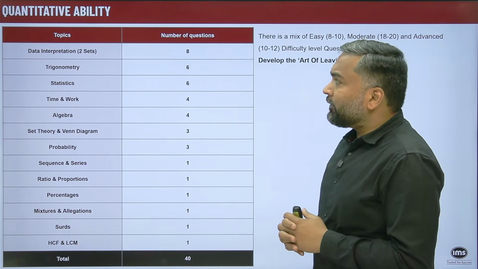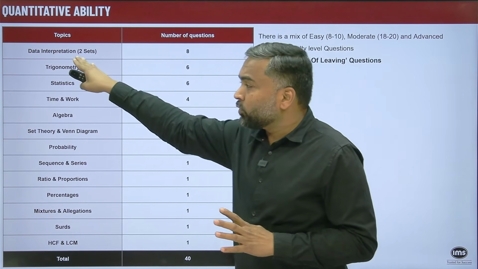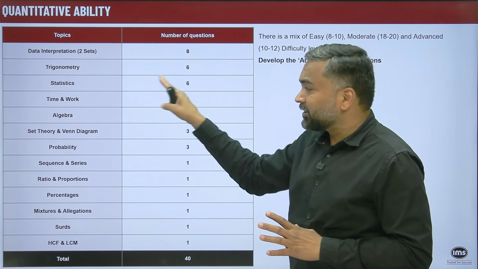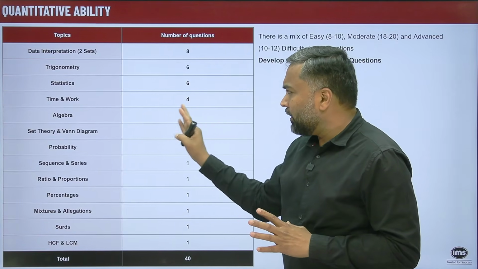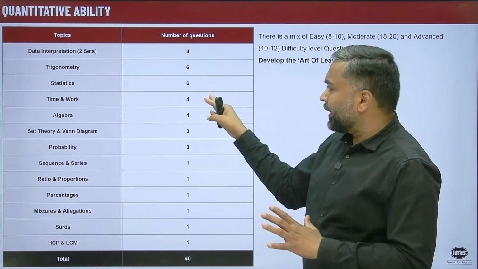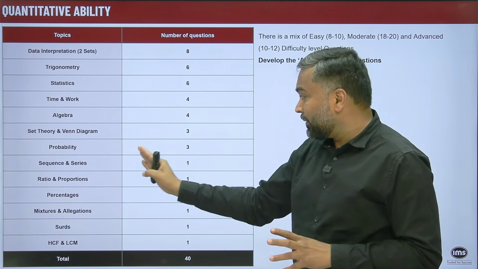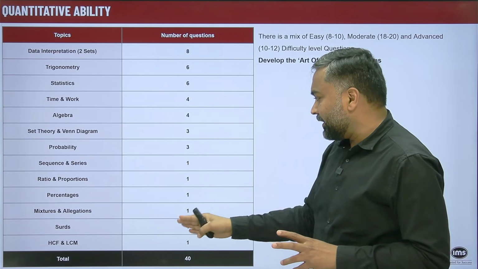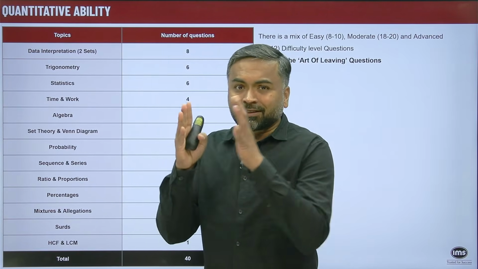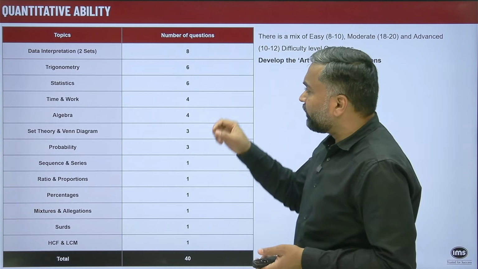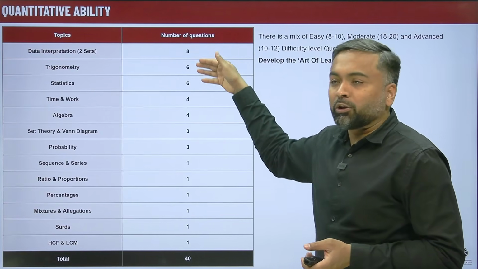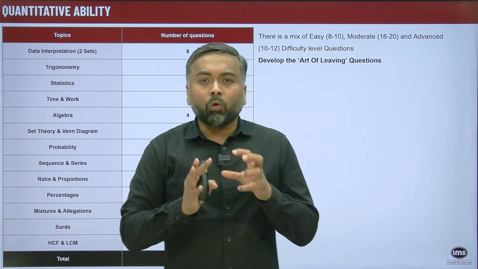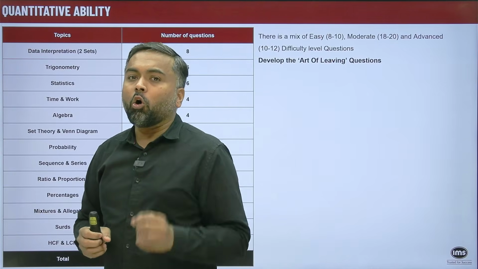If you talk about the quantitative ability section, then you have two sets on data interpretation, which has around 8 questions. Trigonometry has around 6 questions, statistics 6 questions, time and work 4 questions, algebra, which will be linear, quadratic, inequalities, will have 4 questions, set theory and Venn diagram 3 questions, probability 3 questions, sequence and series 1 question, ratio and proportion 1, percentage, mixture and allegation, surds and indices, and HCF LCM 1 question each. So this constitutes the 40 questions. Obviously there may be plus or minus 1 in each of these topics. So this is more or less the breakup of the QA quant section.